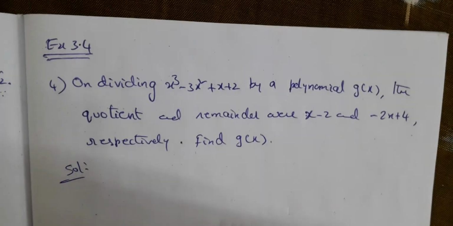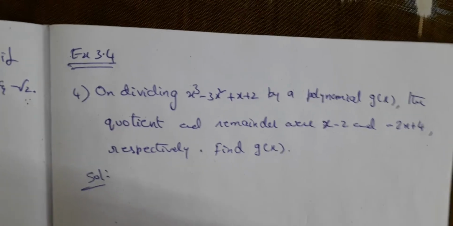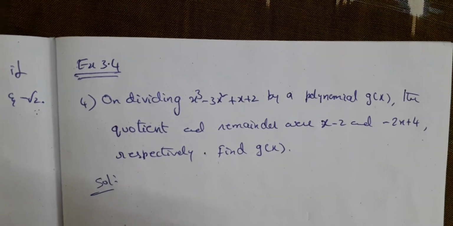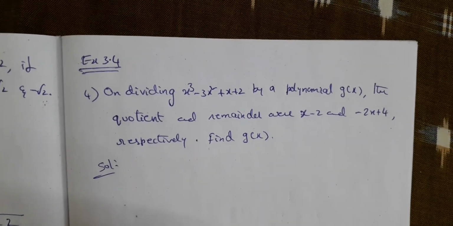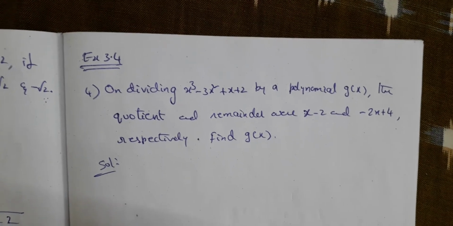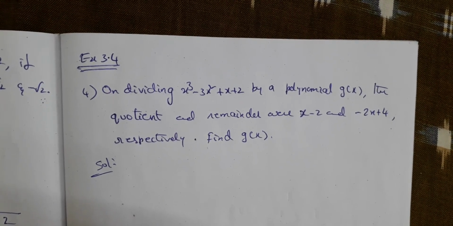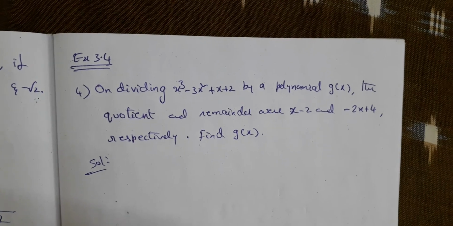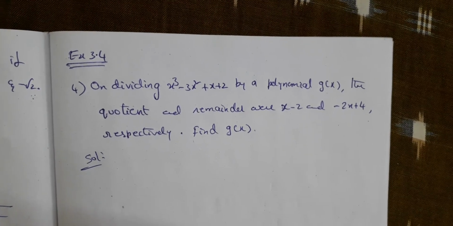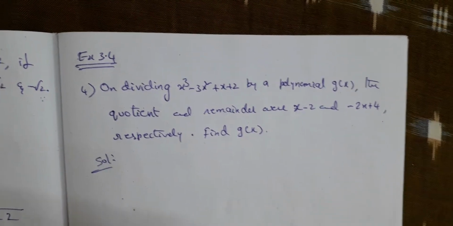So what is the problem here? The problem here is on dividing x cube minus 3x square plus x plus 2 by a polynomial g of x, the quotient and the remainder were x minus 2 and minus 2x plus 4 respectively. Find g of x.